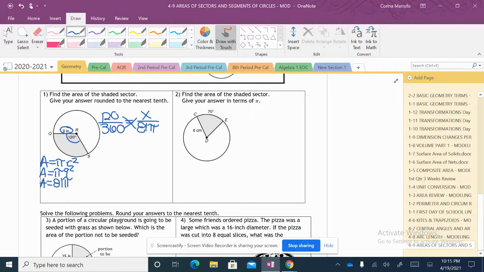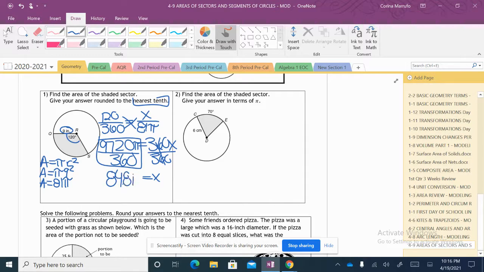When I multiply, I'm going to multiply 81 times 120. That gives us 9,720 pi equals 360 times x. I forgot the pi. Then we do 360x. To solve for x, we divide by 360. Because it says to the nearest tenth, I'm going to put it in my calculator: 9,720 times pi divided by 360. That gives us 84.8. Our units are inches squared.